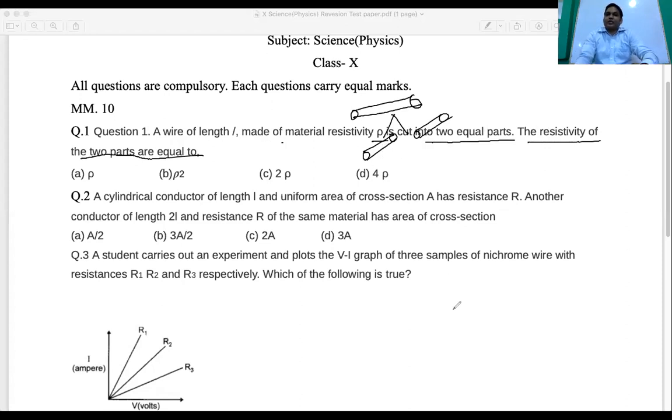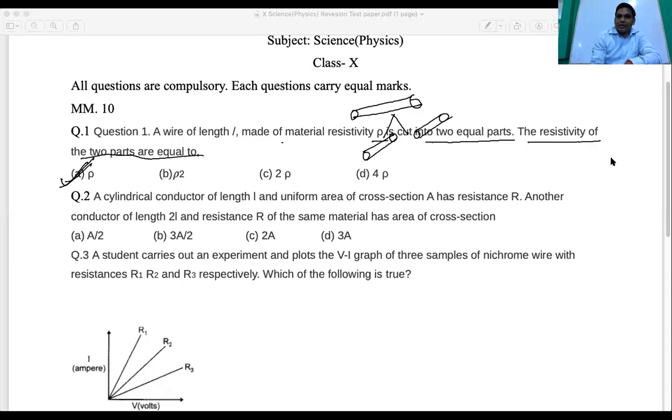So you should know that resistivity is a property of the material, hence it is not going to change on changing the length and area of cross section. So the resistivity will remain the same. It will be rho only. The correct option will be rho.